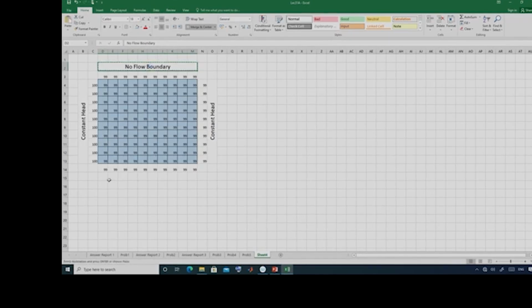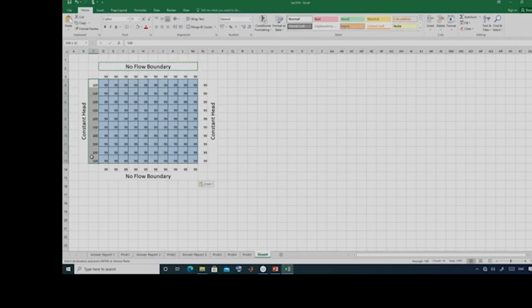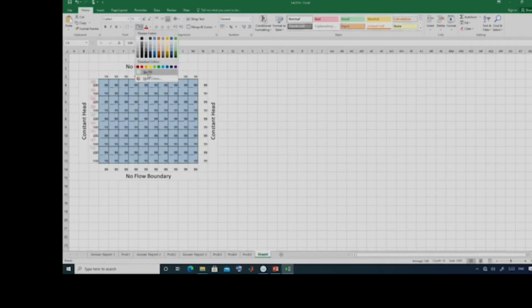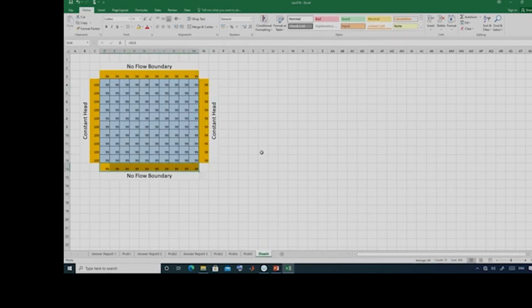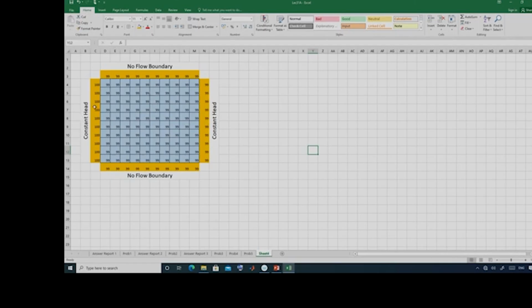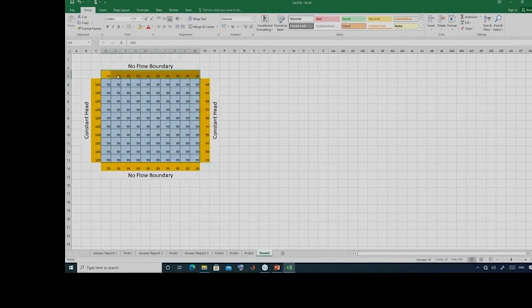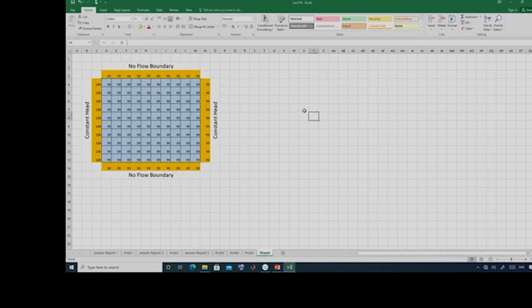And this side also we have no flow boundary. So, these are the boundary values. I am putting a different color. So, now I have defined my problem here. I have defined the constant head, so these values are known. These are the boundary values, left hand and right hand side, and here it is no flow boundary, that means gradient is 0. I have made this particular cell equal to this cell.